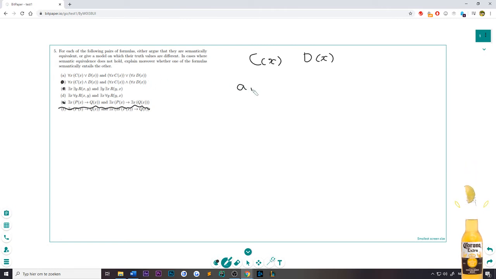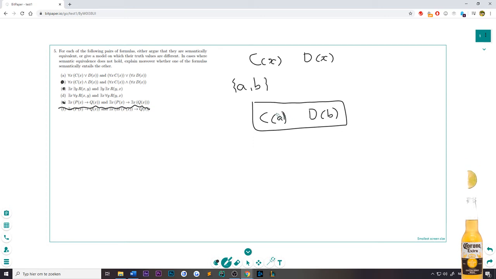Now consider if this is our set AB. We can write C of A and D of B. If this is our model, then the first statement holds: all x are either C or D. But the second statement doesn't hold, because not all x are C and not all x are D. So this holds for the first one, but it fails for the second one, and that's why they are not equivalent. We found a model in which one holds but the other doesn't.